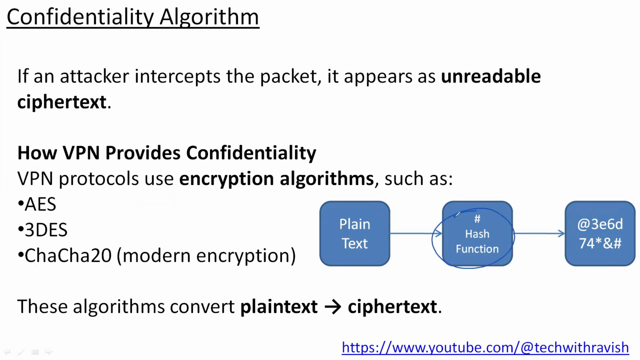There is a hash generator that converts the plain text into the encrypted text. A hashing function or hash generator is there. So what does this algorithm do? It converts the plain text into the cipher text, hashed text.